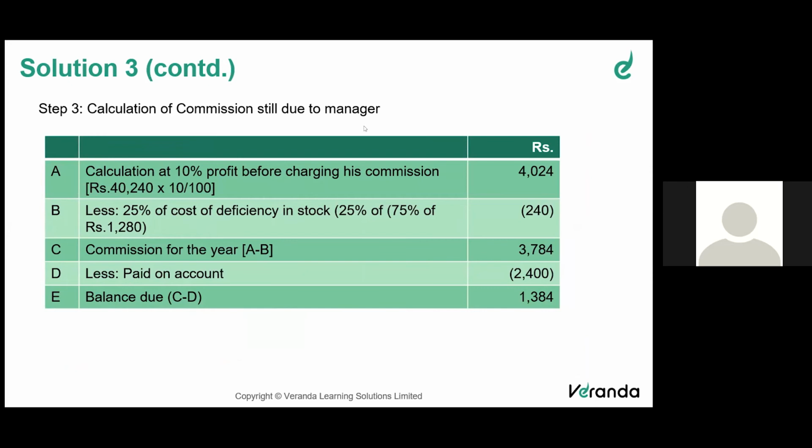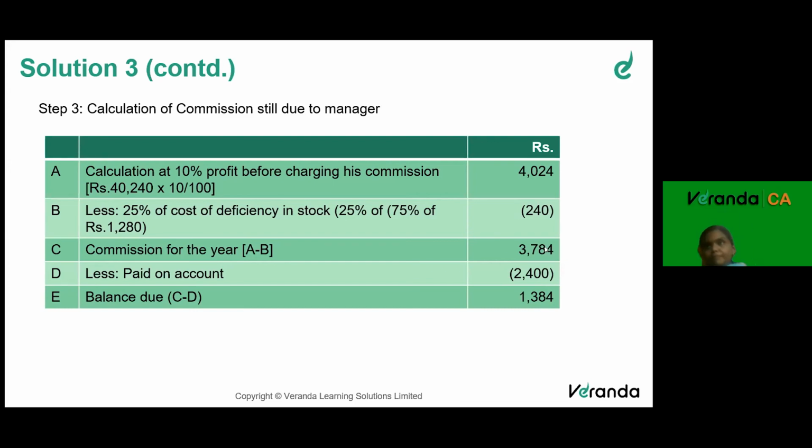Yes, ma'am. Okay, thanks. So 25% of the deficiency in stock. So 75% or 3/4 of 1,280. 1/4 is profit, 3/4 is cost. So 75%, 3/4 is what? 75% on 1,280, with a 25% deduction. So 4,024 I would give him, but since he sold it at a lesser price, I'm only giving him 3,784.